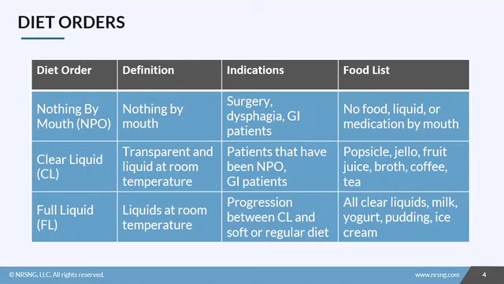Full liquid is an all liquid diet, but now foods don't have to be transparent. The biggest thing here is that a full liquid diet allows for dairy, which has protein and fat. The clear liquid diet is almost exclusively carbohydrate.